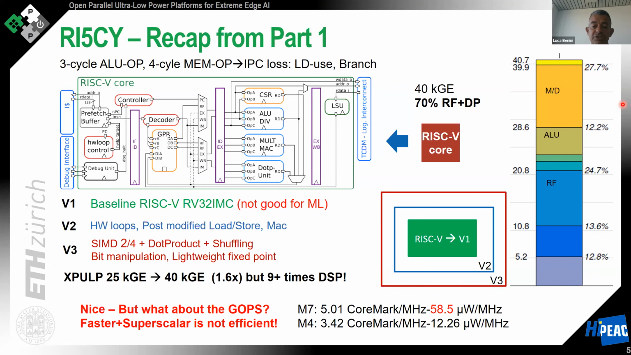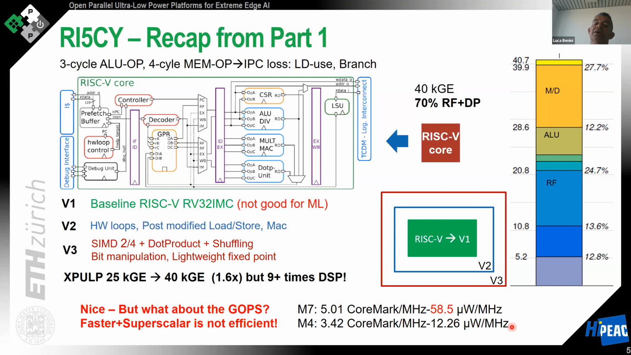What about the GOPS? This core can run at something like 500 megahertz max, even in an advanced technology, and then it cannot deliver the giga operations per second, the giga MACs per second, that are needed for neural networks, because we are bound to 0.25 giga operation per second with a single core or something like that. So what can we do?